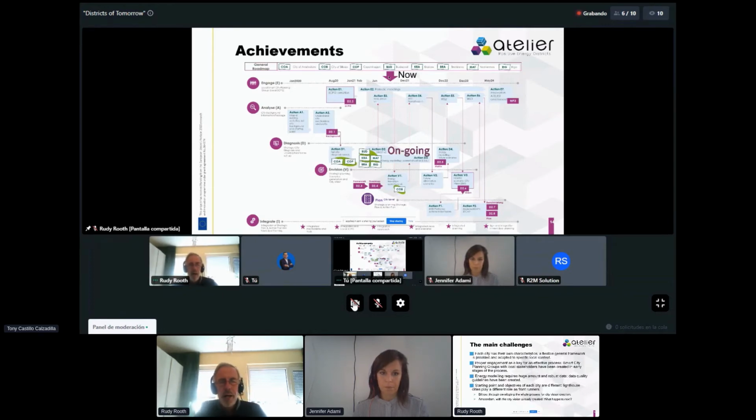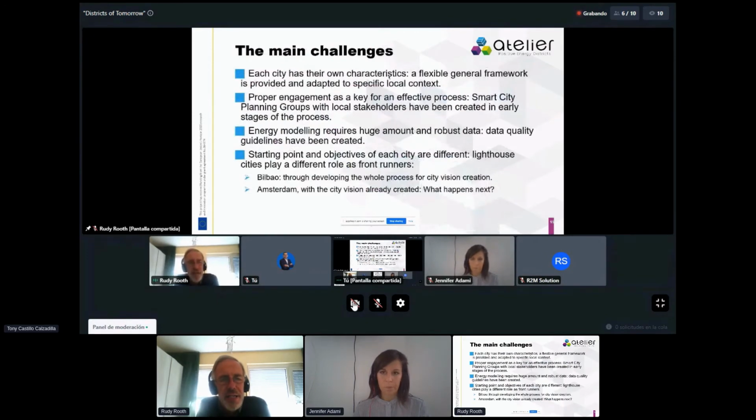An important challenge there is that each city has their own characteristics. Energy modeling requires a lot of data, and specifically in the fellow cities, this is not always available yet. And there is a huge difference in the starting point for each city. So to make it a combined effort is a challenge. As for Amsterdam, our activities in that city will more likely focus on how to implement and how to monitor the progress, because the city vision already was realized last year.